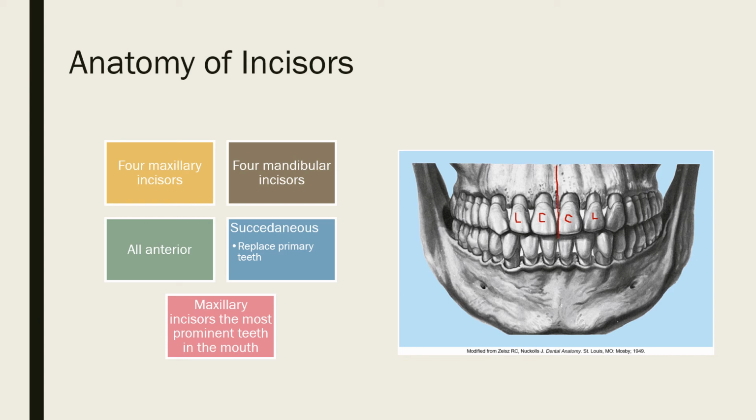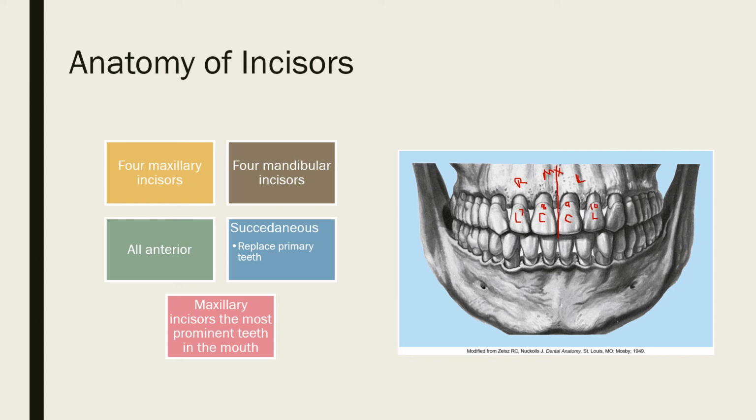So we have 2 incisors on the right side, 2 incisors on the left, and this is the maxillary. Remember, the upper jaw is the maxillary. So this is number 7 on the right, number 8, number 9, and number 10 are our maxillary incisors.